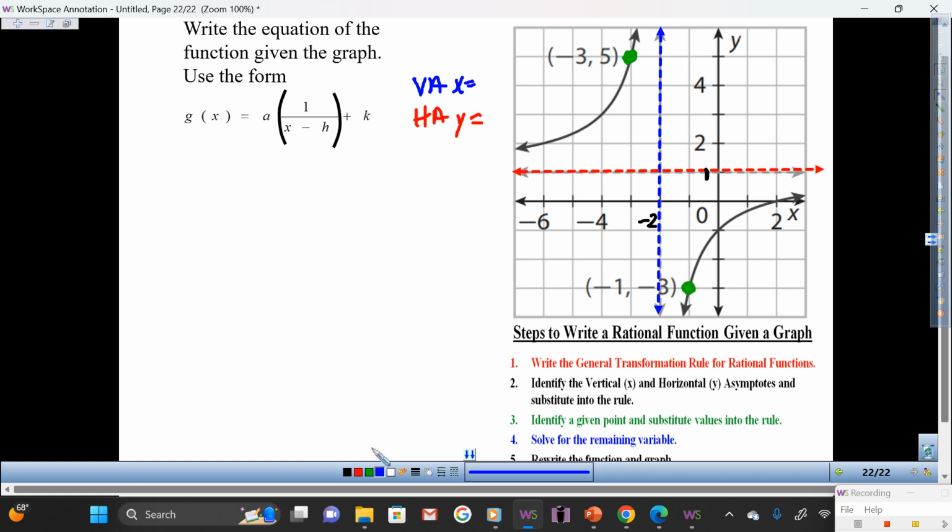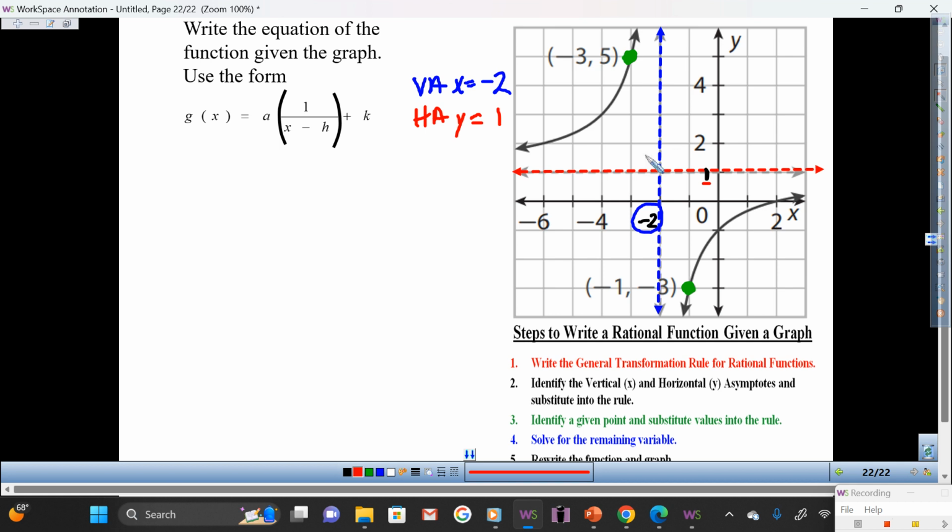All right. What is our VA, Juan? -2. That is correct. It's right here. And our HA, everyone? 1. That is correct. It's right there. Okay. So far, so good.